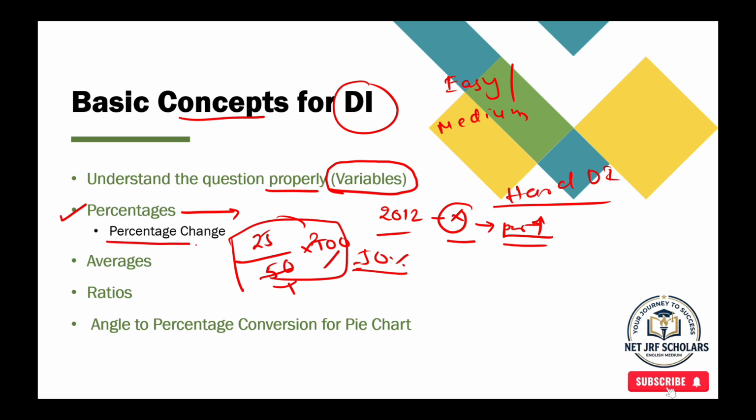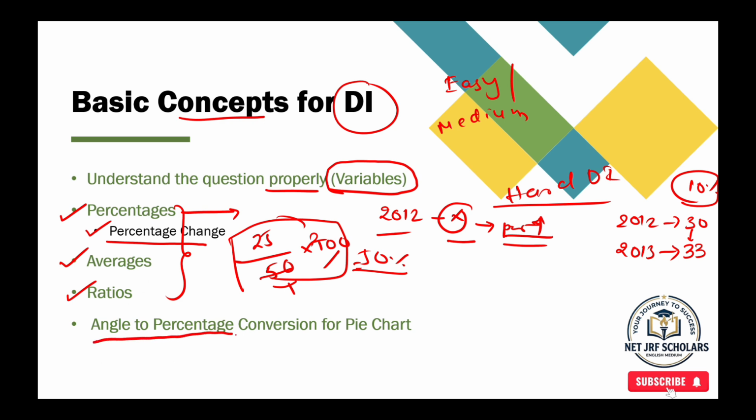You also need to focus on the percentage change. Let's say in 2012 you have 30. In 2013 they say there is an increase of 3, then it becomes 33. What is the percentage increase? It is 10 percent. So you need to focus on the percentage changes as well, and averages and ratios. Percentages, averages and ratios are more than enough to attempt the data interpretation questions.